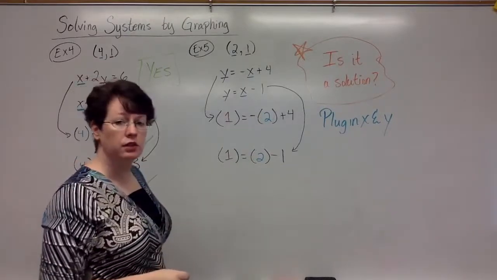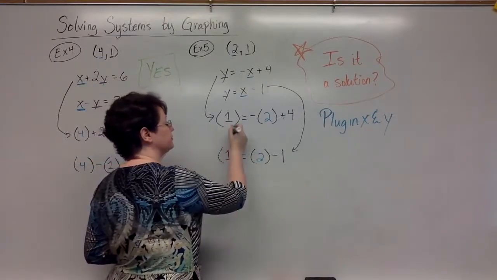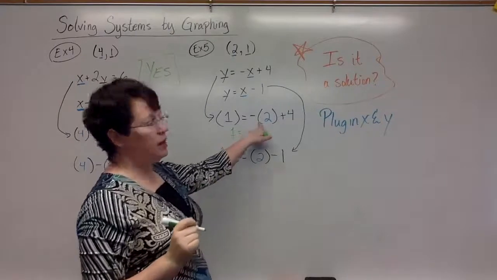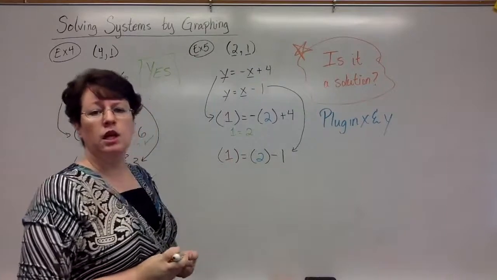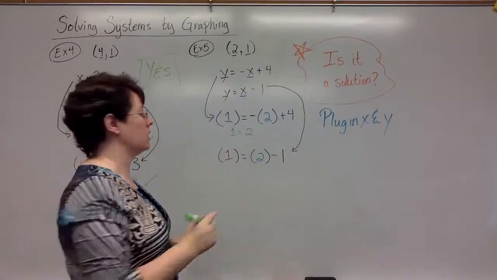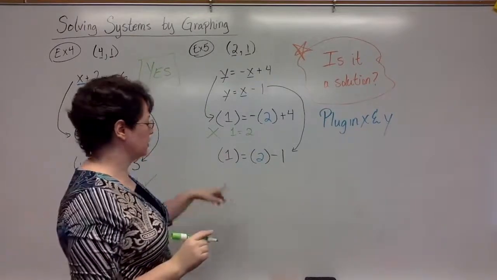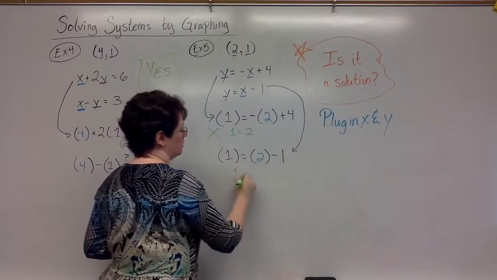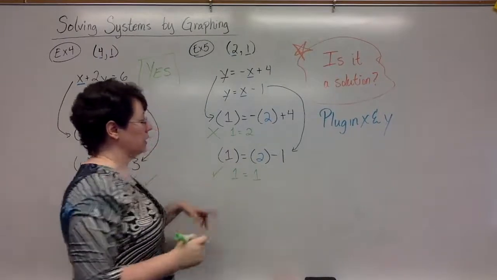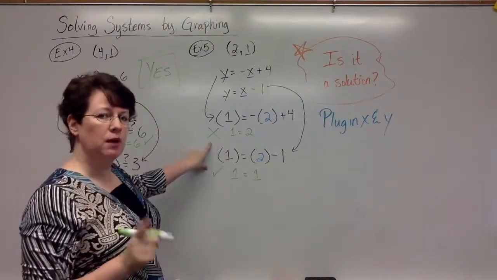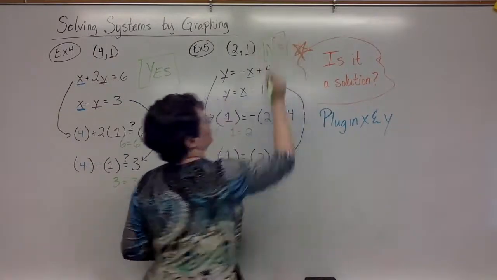All right, now let's figure it out. Let's see if it works. All right, so I have 1. Oh, that's easy enough. Negative 2 plus 4. What's negative 2 plus 4? Well, that's 2. Is 1 equal to 2? No. That one does not check. Let's just go ahead and check the second one for kicks and giggles. I have 1 equals 2 minus 1, which is 1. So this one does check. But because the first one didn't check, remember they both have to check, the answer for this would be no. It is not a solution.